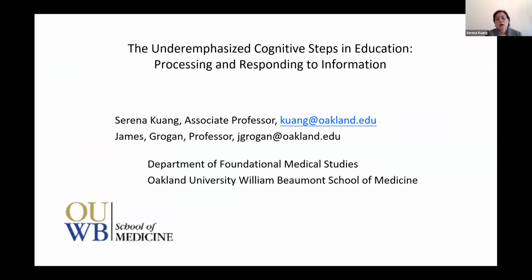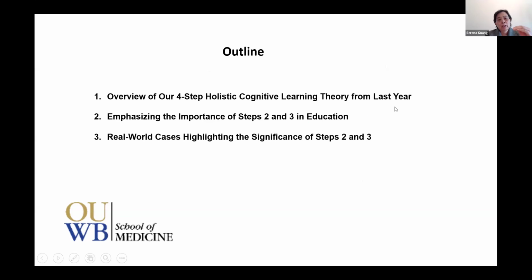Wait a moment. My co-author and I are developing a holistic learning theory, and we presented a part of our theory last year. Last time we presented the 4 cognitive steps shared by all humans, and this time we are going to focus on the second and third steps, which are the most underemphasized. This is the outline.